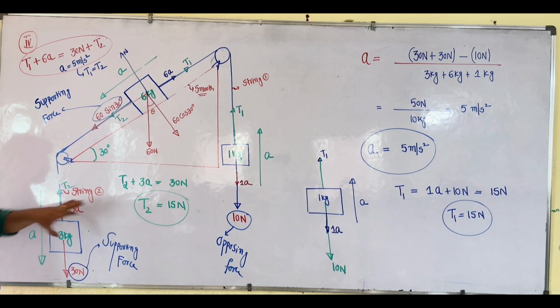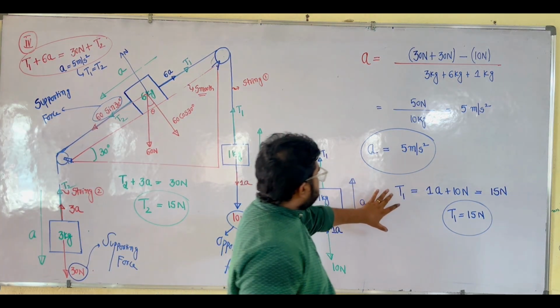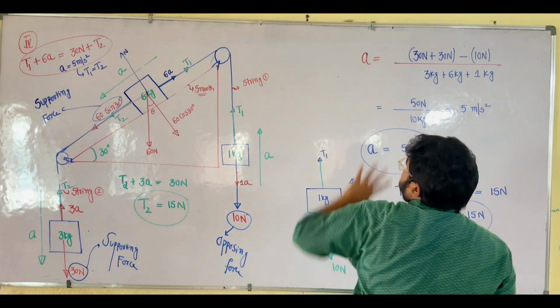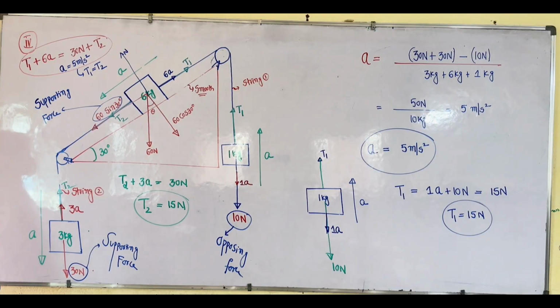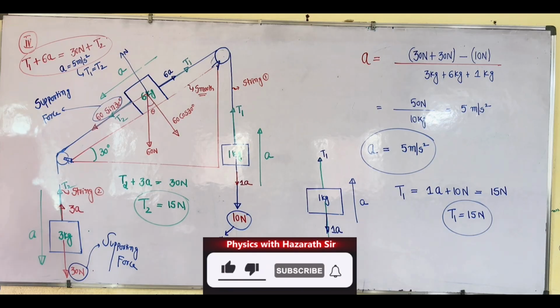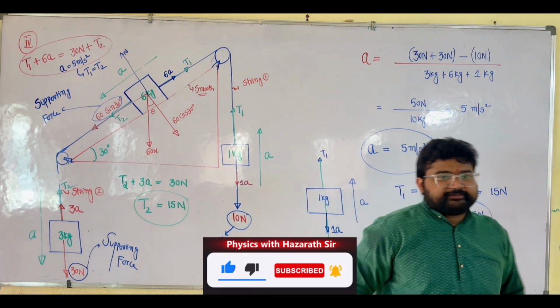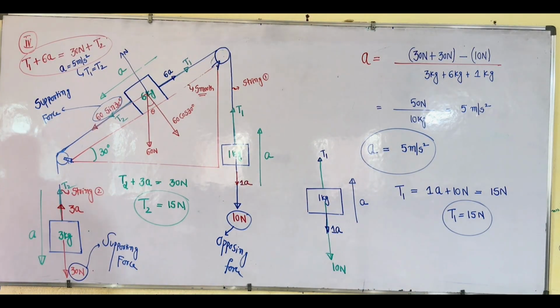This discussion is for mass 3 kg. This discussion is for mass 1 kg. This is combined acceleration: supporting force minus opposing force by total mass. Next item. Short trick. Another short trick. Work done due to internal forces equal to 0.